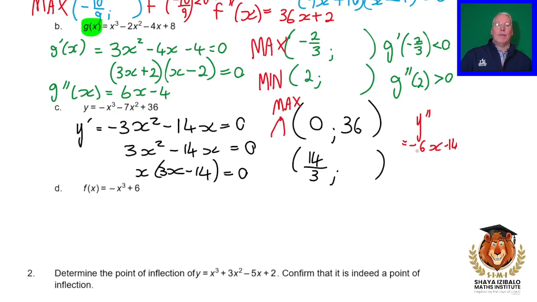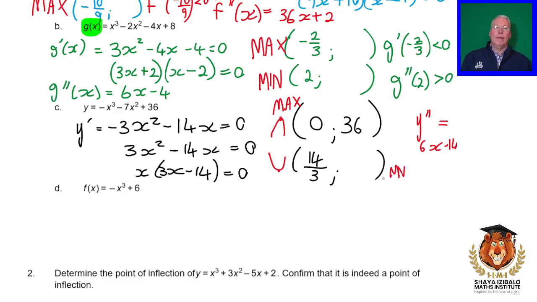Negative 6x, sorry, it's not negative 6x, sorry. It's 6x minus 14. My apologies. All right, the second derivative is 6x minus 14. So when we put 14 over 3 in, we're going to get a positive value, concave up, like a cup. This point is a minimum.